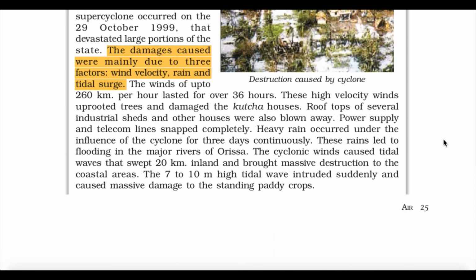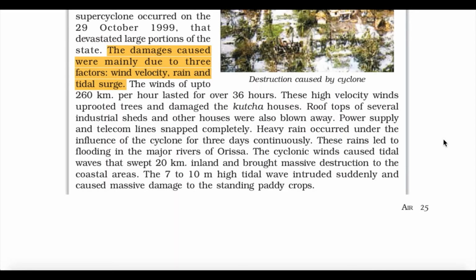The winds of up to 260 km per hour lasted for over 36 hours. These high velocity winds uprooted trees and damaged the kacha houses. Rooftops of several industrial sheds and other houses were also blown away. Power supply and telecom lines snapped completely. Heavy rain occurred under the influence of the cyclone for 3 days continuously. These rains led to flooding in major rivers of Odisha.